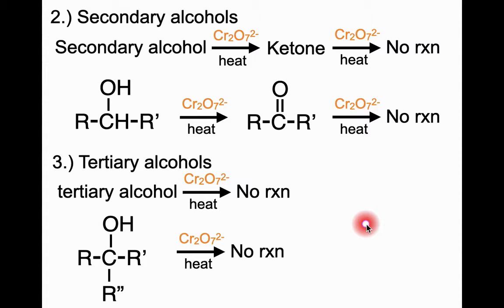So what you need to know is a primary alcohol can be oxidized to an aldehyde and then to a carboxylic acid, using distillation to separate out just the aldehyde, and reflux to have the reaction go to completion to form carboxylic acid. A secondary alcohol can be oxidized to a ketone, but nothing further, and a tertiary to nothing at all.